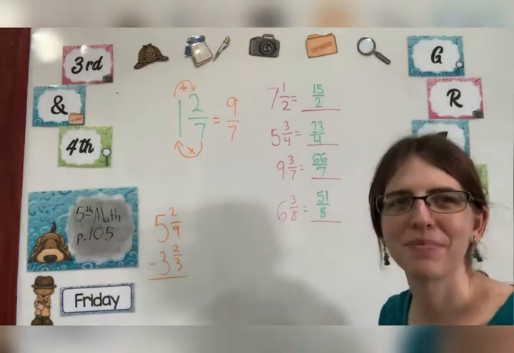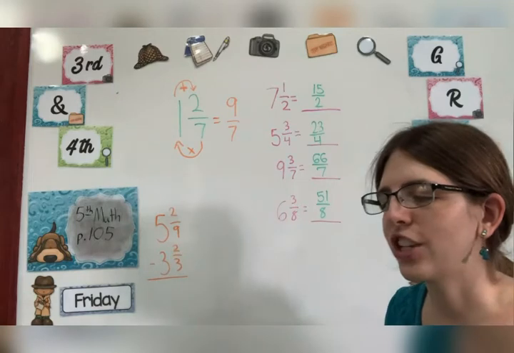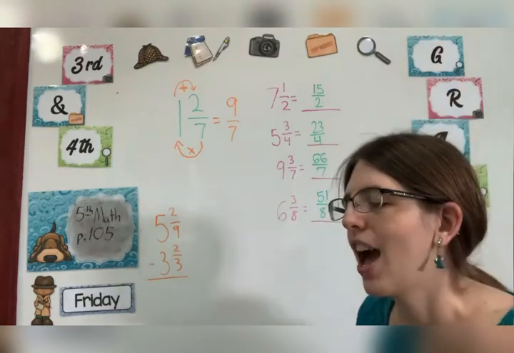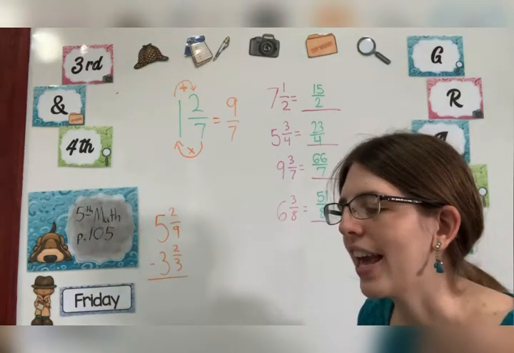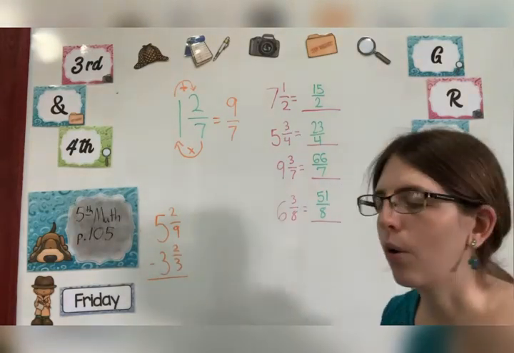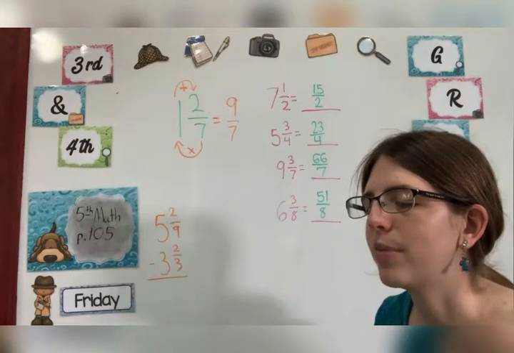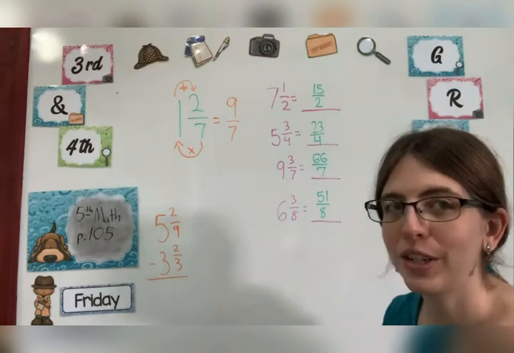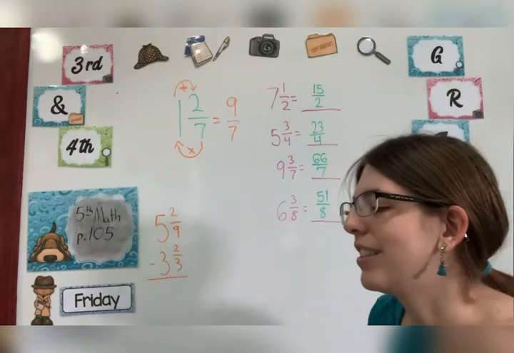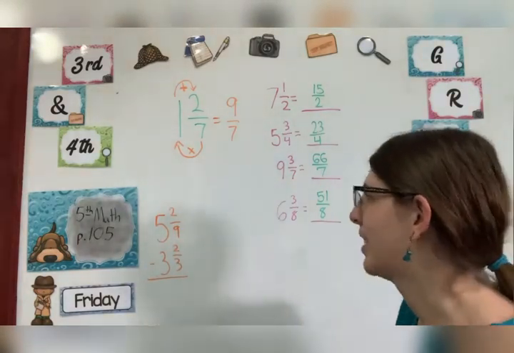Good job. All right, number 2 is subtraction of mixed numbers. For letters A, B, and D, you do not need to borrow. You do need to make like denominators, common denominators, for A and B, but you won't need to borrow. Letter C, you will need to borrow. So we're going to do that one together to get some more practice.